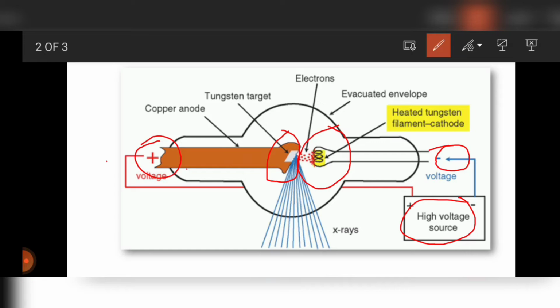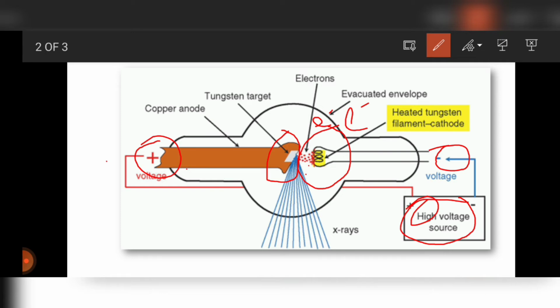When this filament is heated by this battery, it will produce electrons. This filament will produce electrons, which are negative. Look, the red ones are the electrons. These electrons are produced by this filament only. The filament is also known as the cathode.